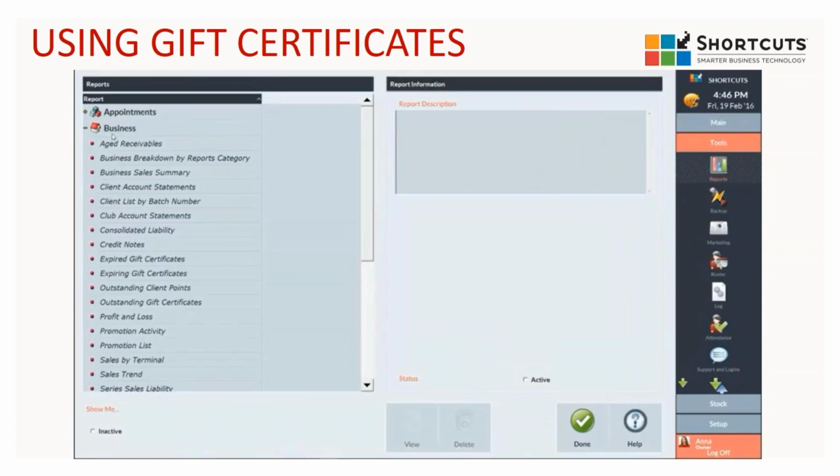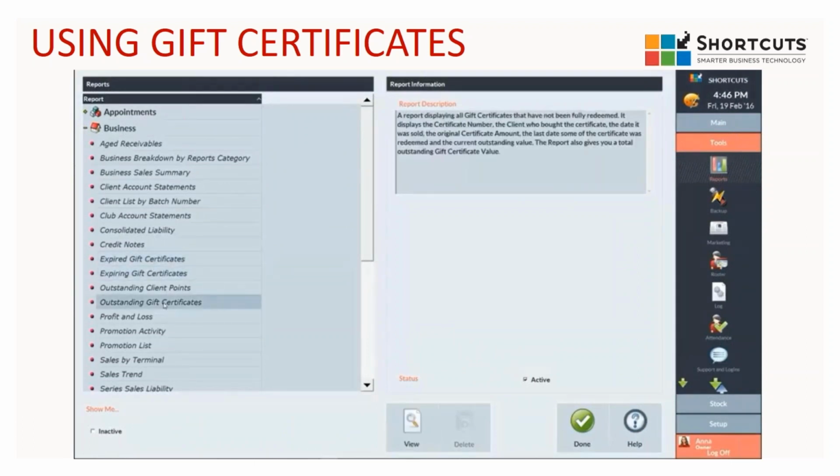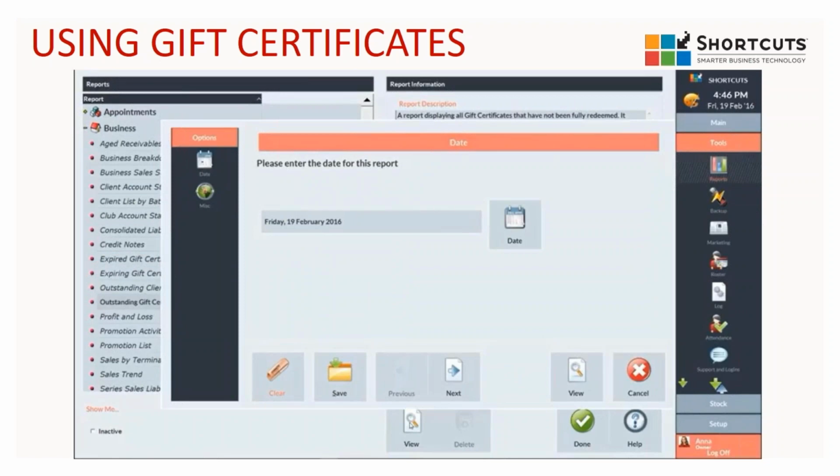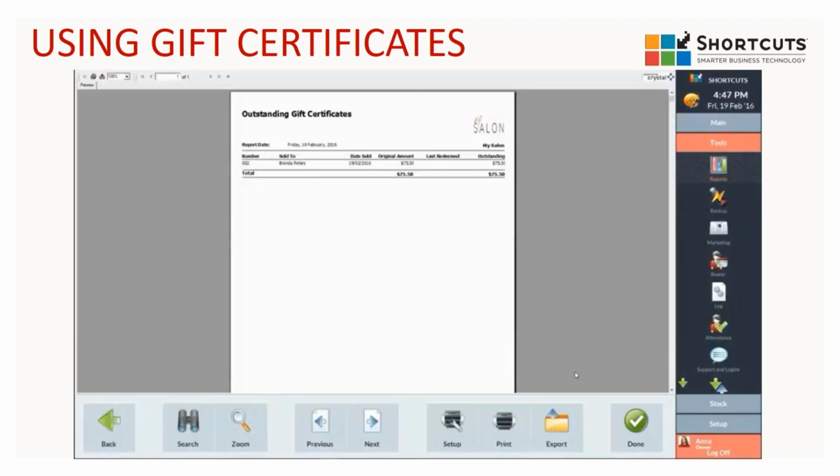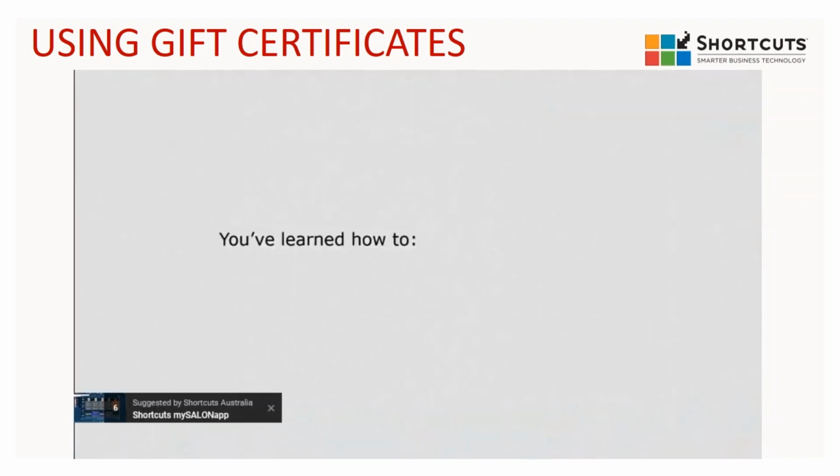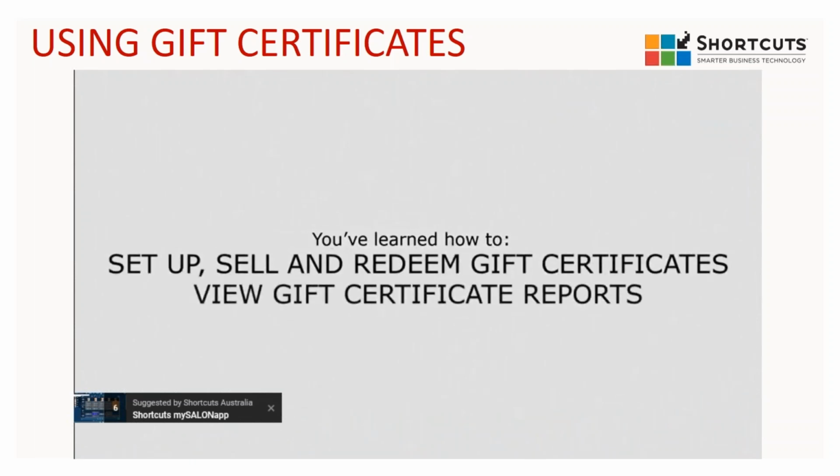If you want to see what the remaining balance is on a gift certificate, if you go to your reports, under business, there is an outstanding gift certificates report. And on this window, by default, it wants to show you as of the current date, what is your remaining balance for your client's cards. So this is how you set up, how you sell, and how you redeem your gift certificates, and how you can view your remaining balance using the gift certificate report.